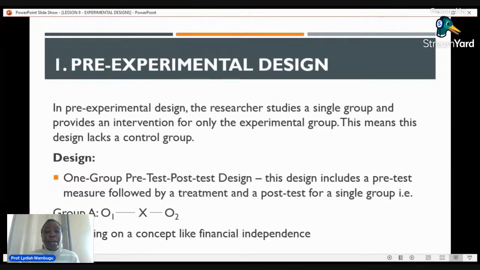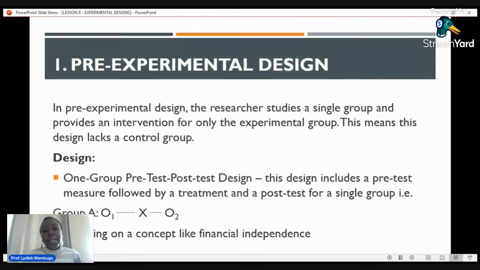Now, pre-experimental design. With the pre-experimental, the researcher studies a single group and provides an intervention. Why is it called pre-experimental? Because we don't have a control group. We only have one group, and the design is called one group pre-test, post-test design. So the design includes a pre-test, followed by the treatment, and then a post-test.